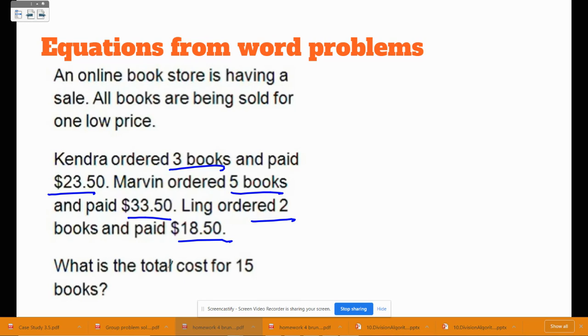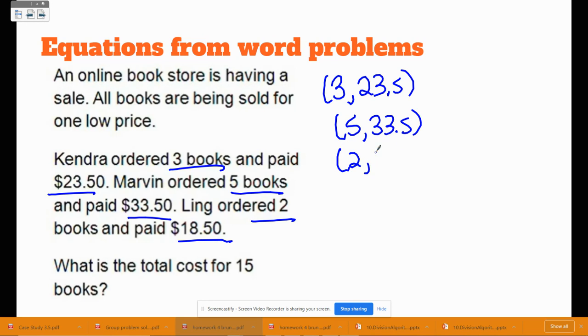Okay, there's a couple routes you could go here. Actually, if you really wanted to, you probably could just take the 5 books price and multiply it by 3. You get there. But I think we're supposed to write an equation of a line, so we're going to go ahead and do that. What they're telling us here, they're telling us points. They're telling us that 3 goes with 23.5. They're telling us that 5 goes with 33.5. And they're telling you that 2 goes with 18.5.